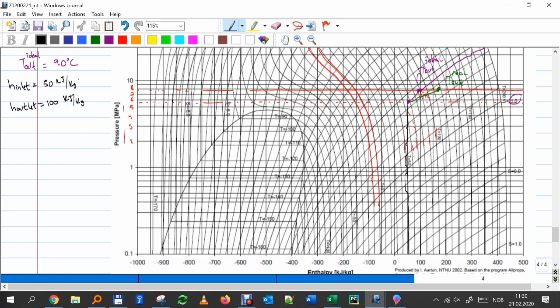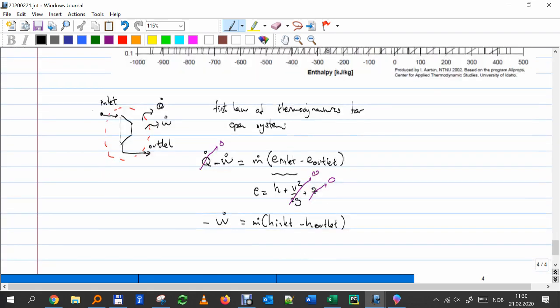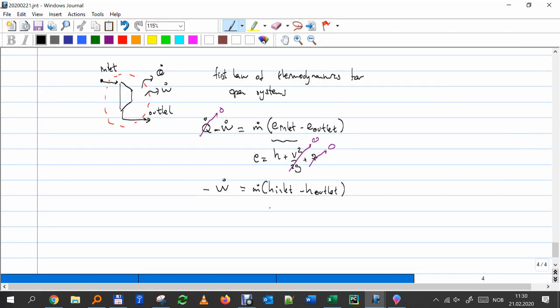This is assuming ideal, okay? We say here, that's the outlet, ideal. We know in reality we have the green process, but we are just computing for the ideal. Ideal means isentropic. So let's calculate here: H inlet, so we have 50 minus 100, and minus work, and we have, what is the mass flow?